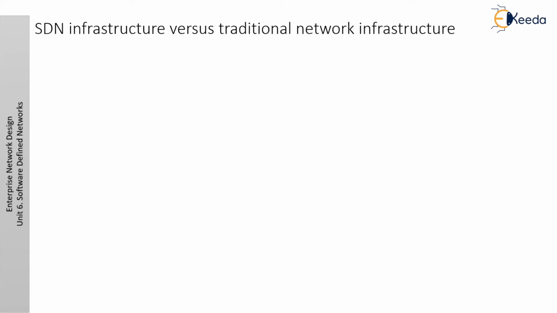Next is SDN infrastructure versus traditional network infrastructure. In this case, the rise of cloud computing and increased demand for mobility and remote collaboration is putting more pressure on traditional enterprise networks to perform like cloud networks. For enterprises with these traditional networks, the situation often results in slower innovation.